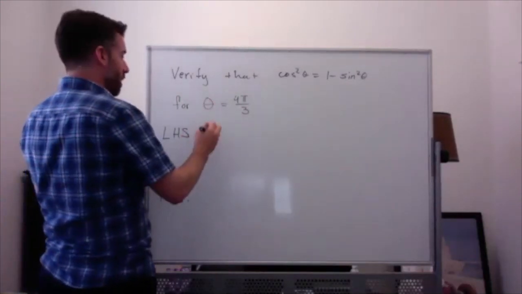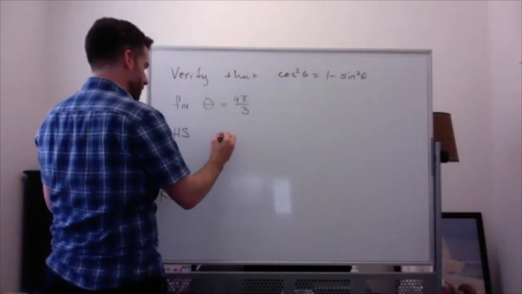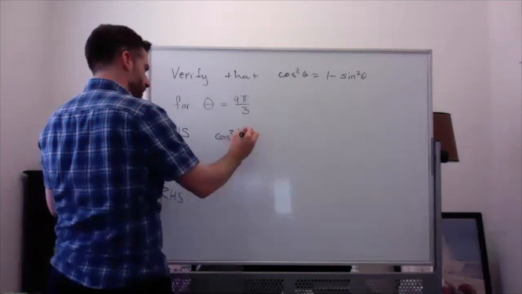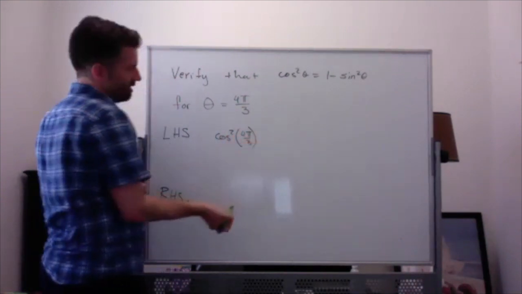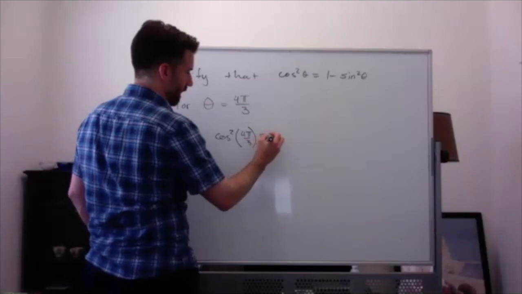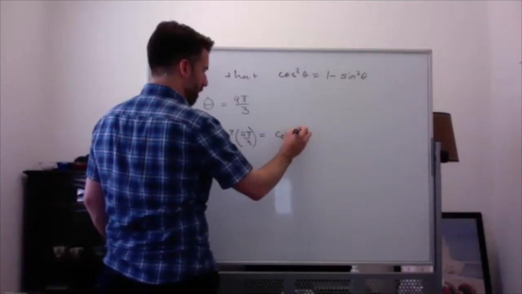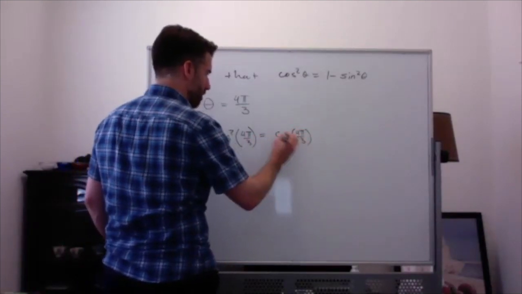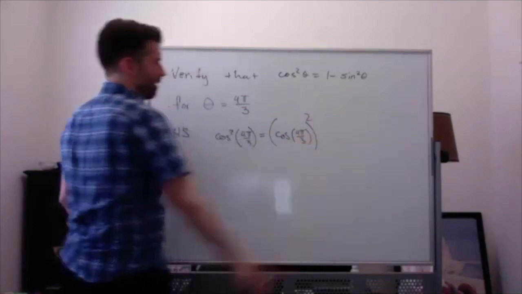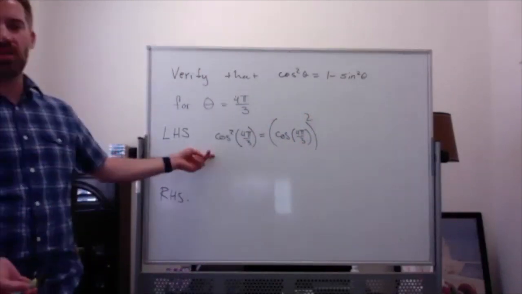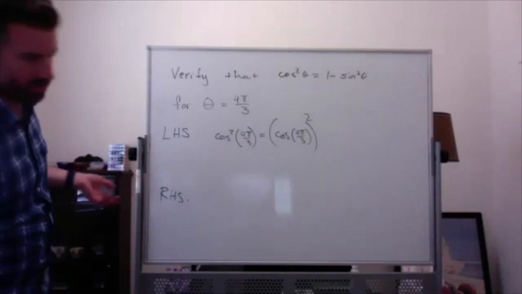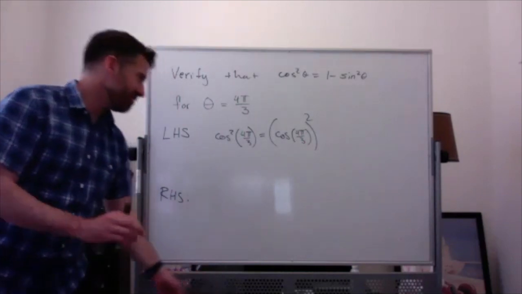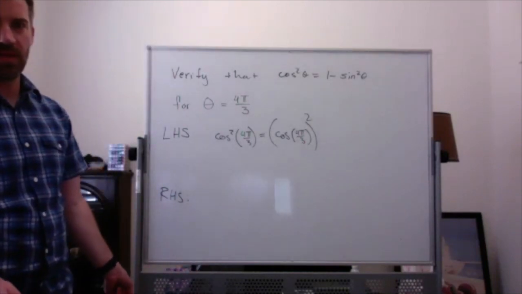So for the left-hand side, that's going to be cosine squared of 4 pi over 3. And in this case, it might make more sense to write it as cosine of 4 pi over 3 quantity squared. Right? This abbreviated notation isn't always the best notation for what we're doing. All right, cosine of 4 pi over 3.